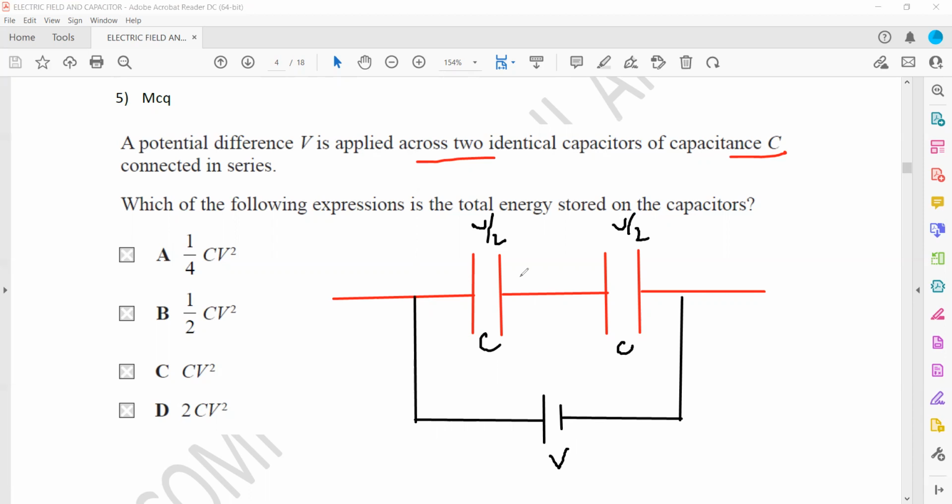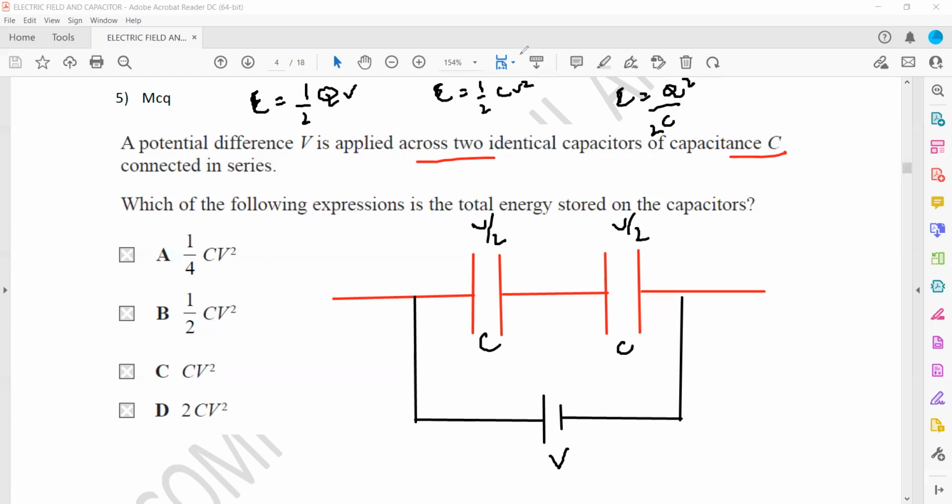And for the energy stored in each capacitor, there are three formulas. One formula: energy stored is half QV. But this is only valid if we know the charge and the voltage. Another formula: energy stored is half CV square. This is valid if we know the capacitance and voltage, and here we know the capacitance and voltage. The third formula is half Q square over C, but that is valid if we know the charge and capacitance. But we know the voltage and capacitance.